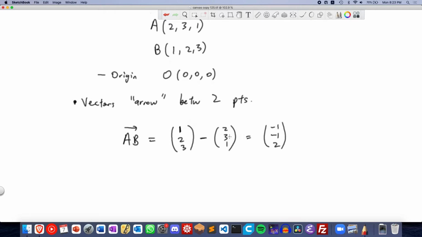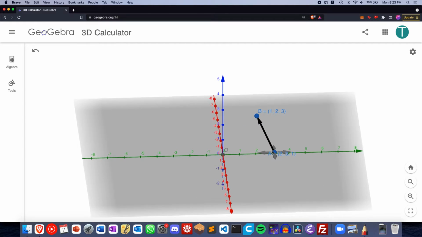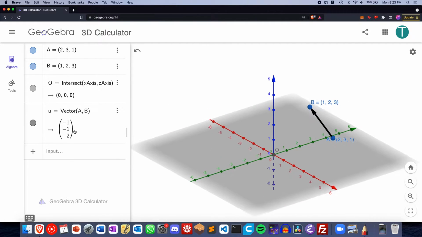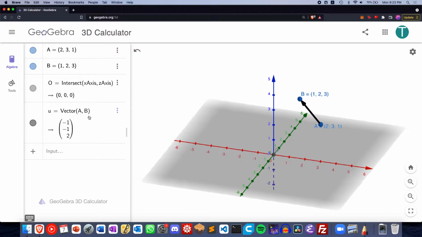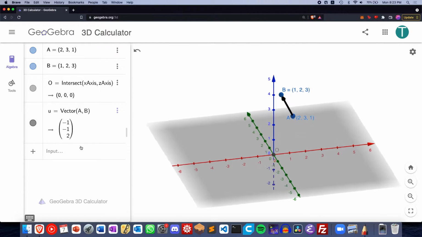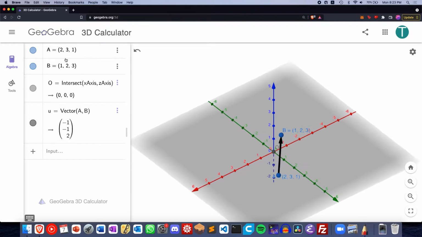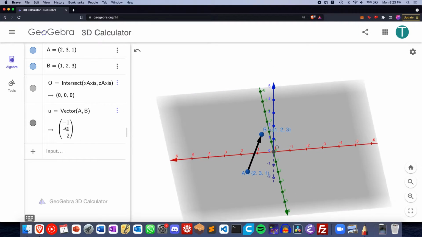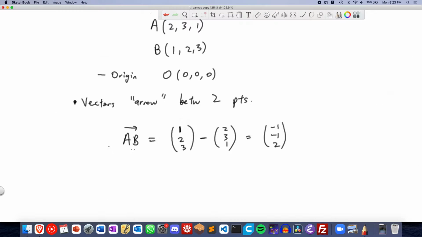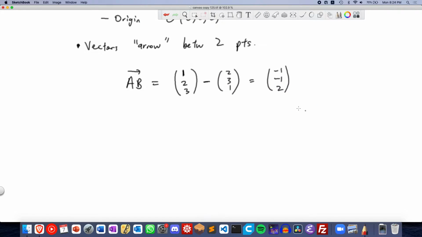So the vector A to B, described by this black arrow here, if we take a look at the algebra, the vector from A to B is minus 1, minus 1, 2. Okay, and GeoGebra, a tool that I use to plot this diagram, has automatically calculated for us the vector AB. So that is briefly what vectors are. A vector is an arrow between 2 points, and it's also described by the x, y, z column format like that.